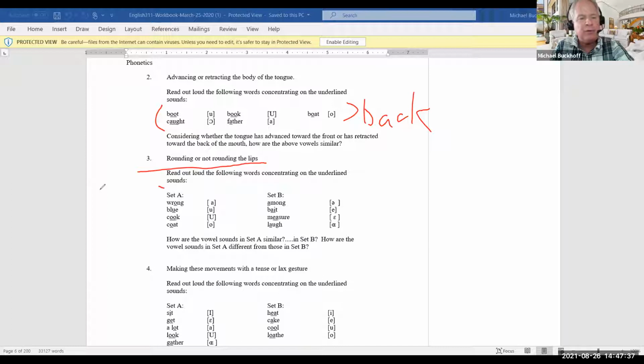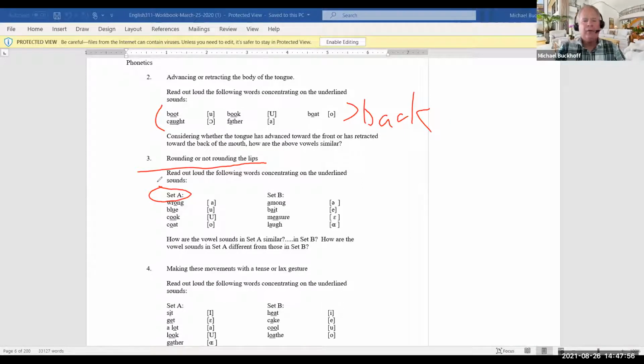Can you read the words in set A first? Yes, sir. Can you hear me all right? Yeah. All right. So: wrong, blue, cook, coat. Good. Perfect. Among... oh, okay. No, you can keep going. Go ahead. Do set B. Among, bait, measure, and laugh.